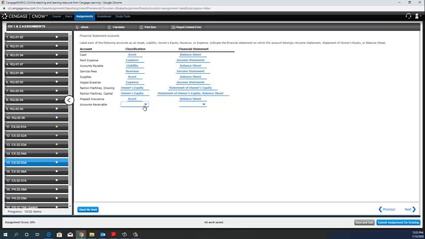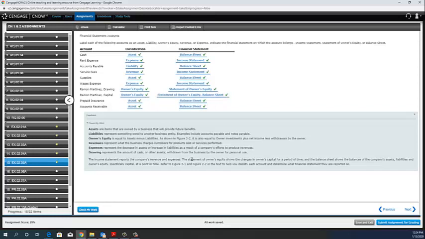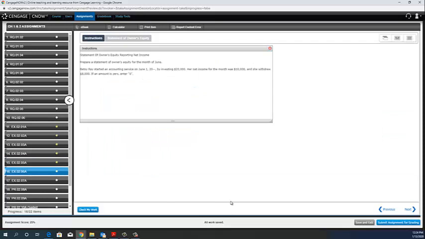Accounts receivable, remember, is an asset. That's what our customers owe us that we expect to collect on in the future. And so assets are shown on the balance sheet. Okay, checking the work, and it looks good. So let's try exercise 2.6.